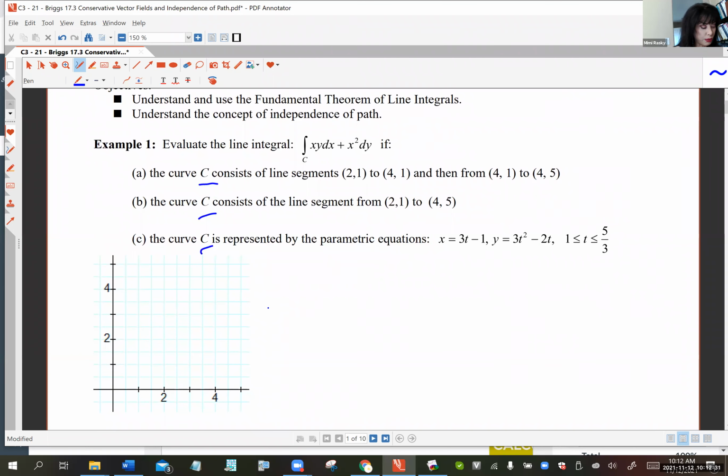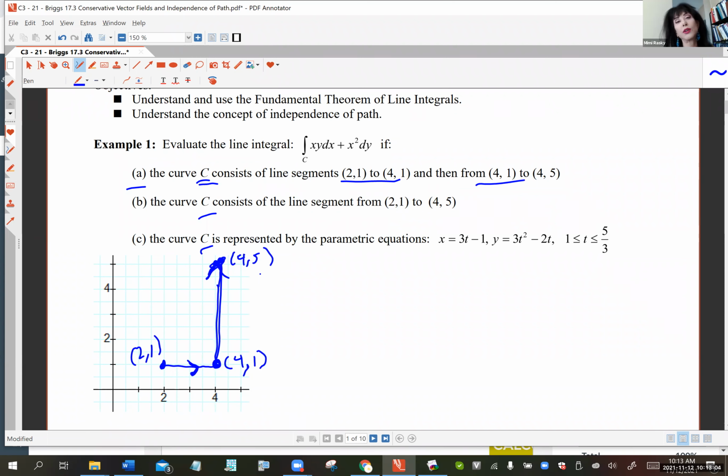Okay, so letter A, the curve C consists of the line segment from the point (2, 1). Okay, let's locate that. Over here to the point, you've got to do an arrow here for orientation, to the point (4, 1). And then from the point (4, 1) up to the point (4, 5). So there's like another leg of the journey here. It's going to go from here to here like that and stop at the point (4, 5).